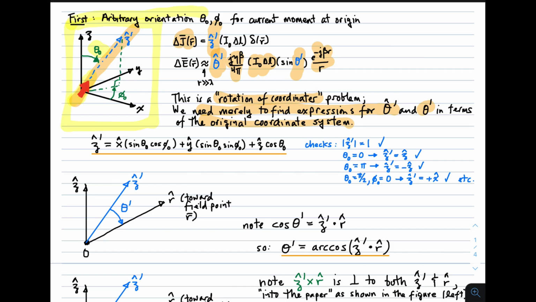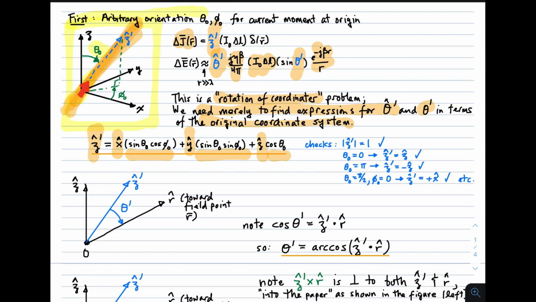So the key idea is to find z hat prime, in other words, the direction of this axis here. And that's quite simple to do. It's given in terms of the original coordinate system, x hat, y hat, z hat, using this expression. The component of x hat is sine theta naught, cosine phi naught. The component of y hat is sine theta naught, sine phi naught. And the component of z hat is cosine theta naught.